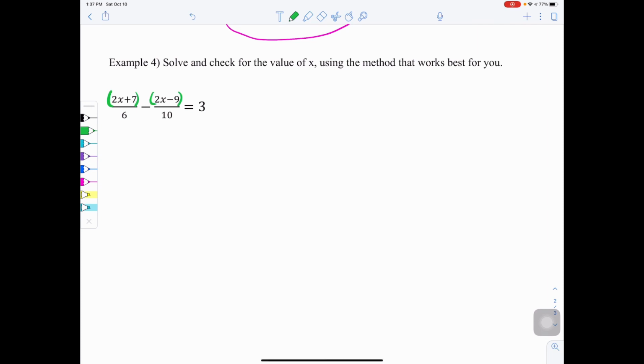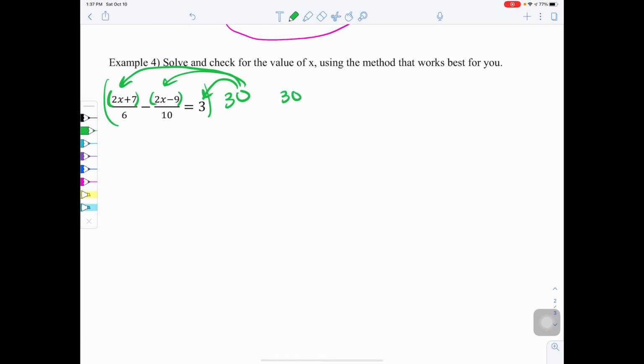My least common denominator, I could do 6 times 10, which is 60, but actually there's a smaller one, 30. 6 goes into 30, and so does 10, and you'd rather work with something smaller. So I'm going to multiply this entire equation by 30. That means in all 3 sections. So remember my suggestion, rewrite it so that you have all the 30s you need.